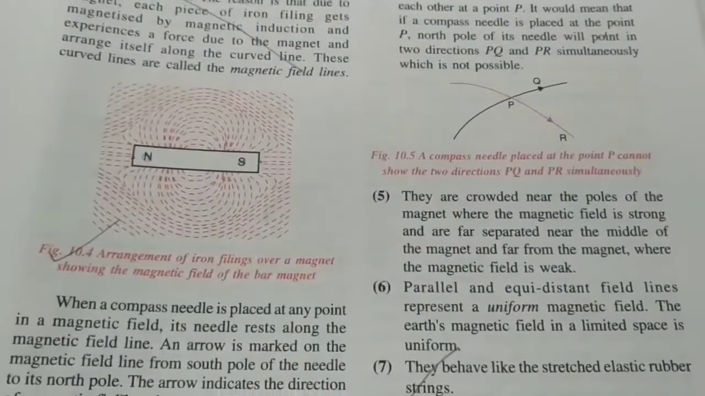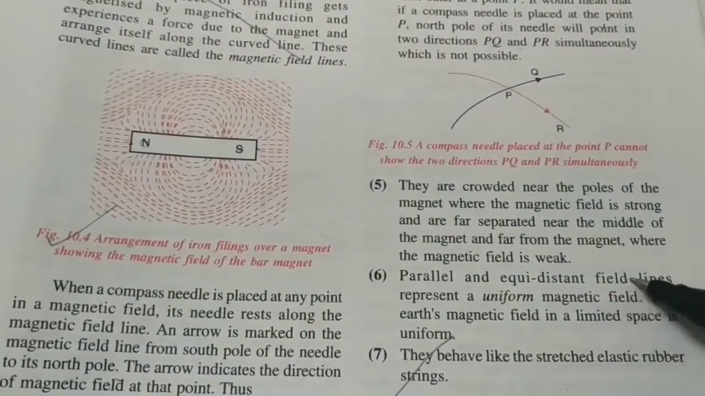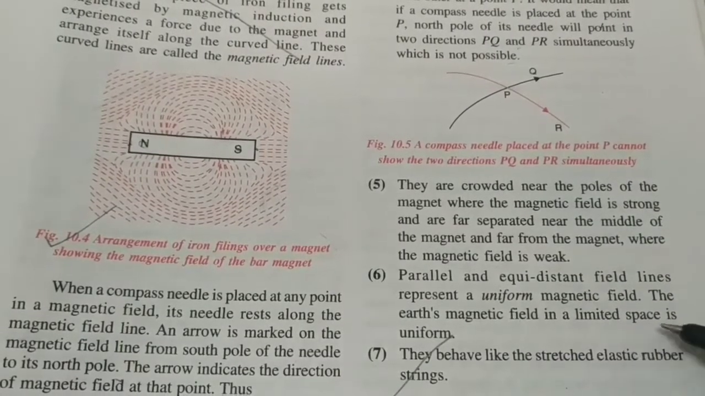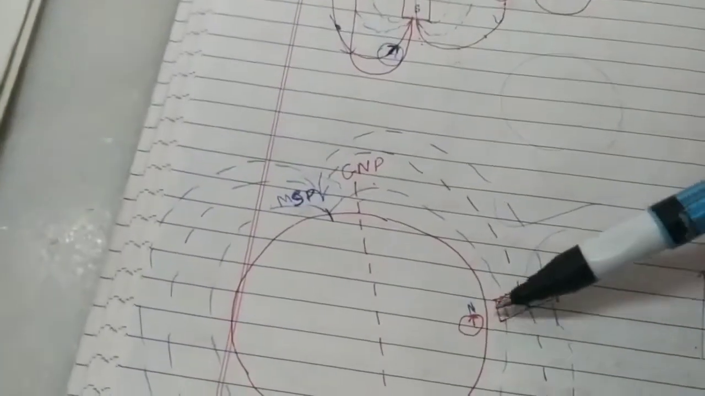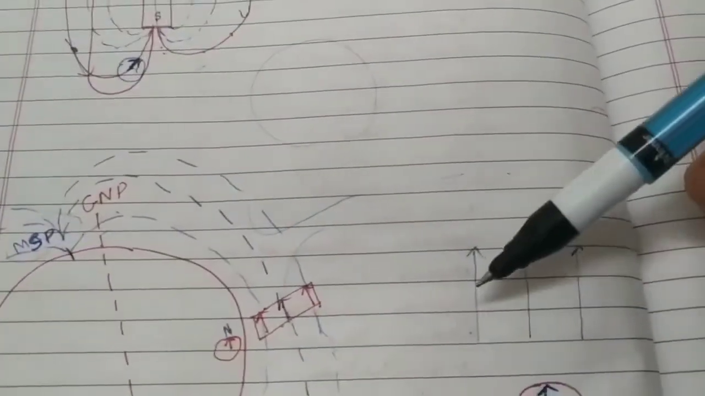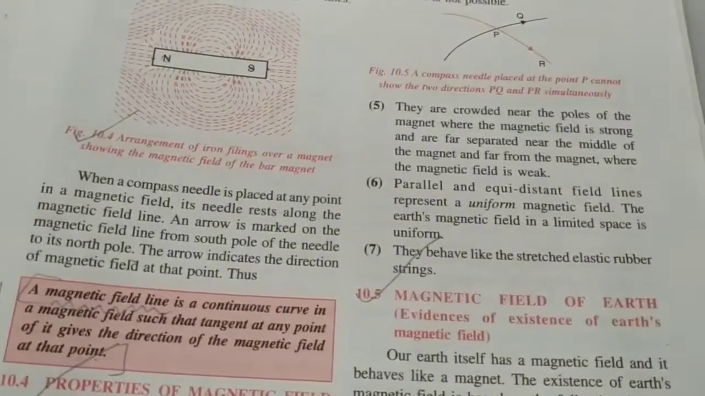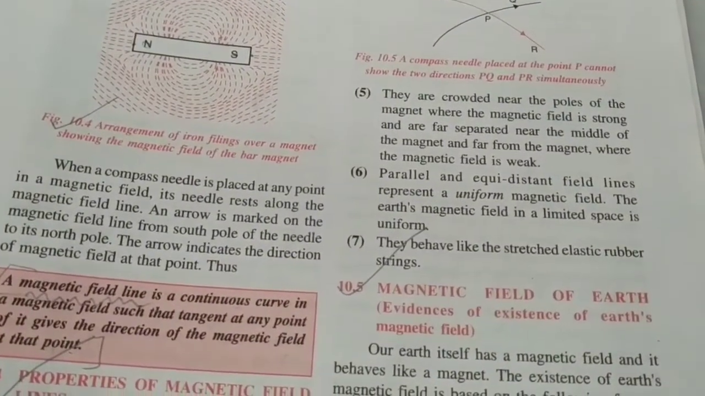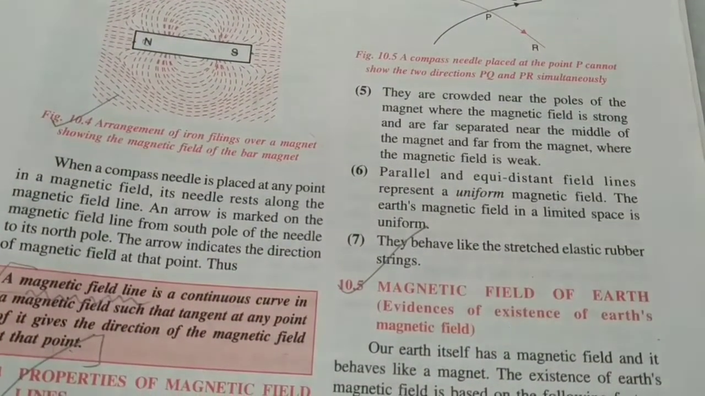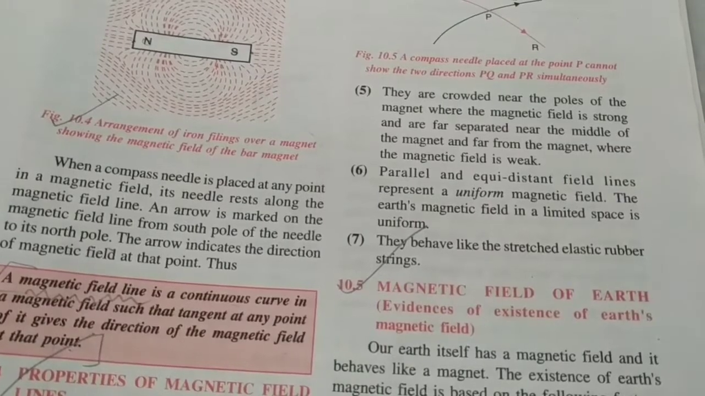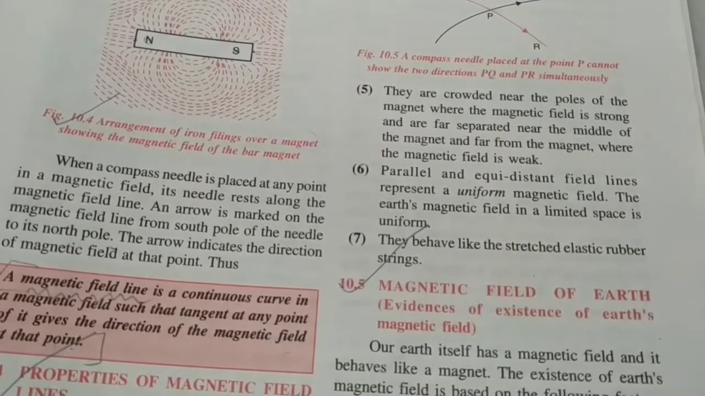Sixth point, parallel and equidistant field lines are called uniform. For example, Earth's magnetic field in a limited space. So I had shown this in a very limited space. If you zoom in, it looks as if they are parallel to each other and equidistant from each other. And also, magnetic field lines behave like stretched elastic rubber strings. Field lines are not a real thing, it's an imaginary thing, but when you bring two magnets together, the shape of the magnetic field changes as if they are made up of rubber strings.